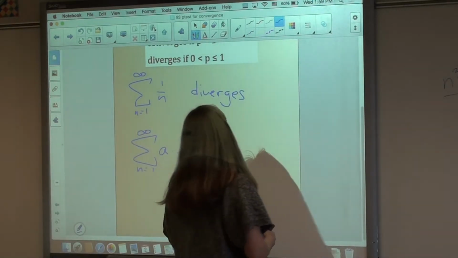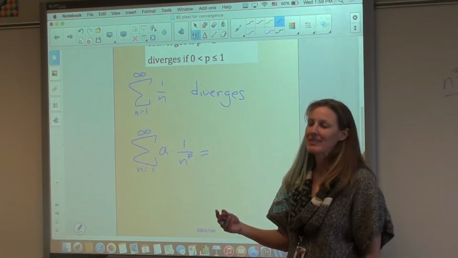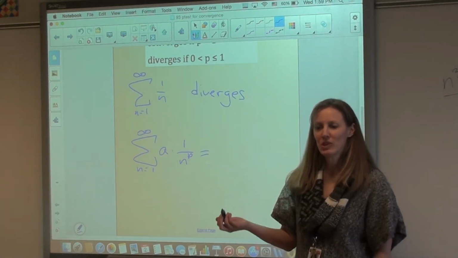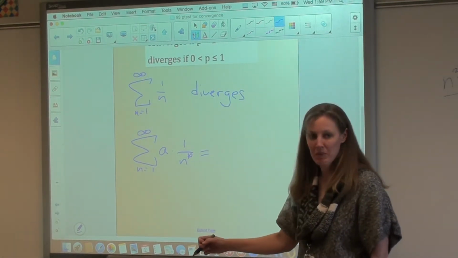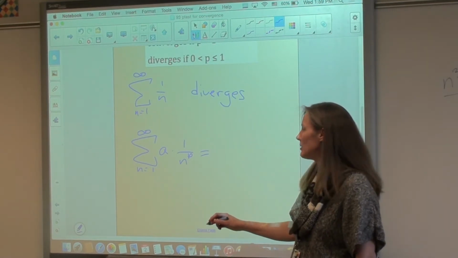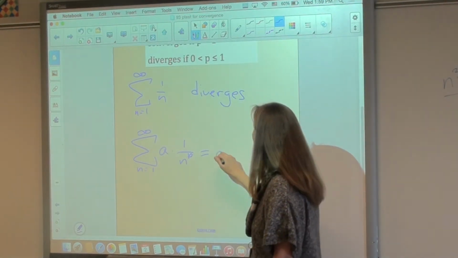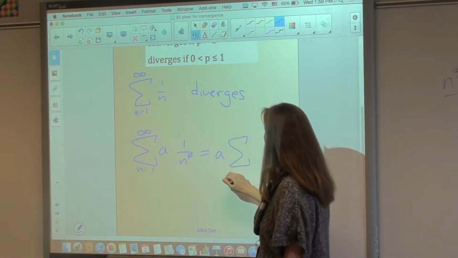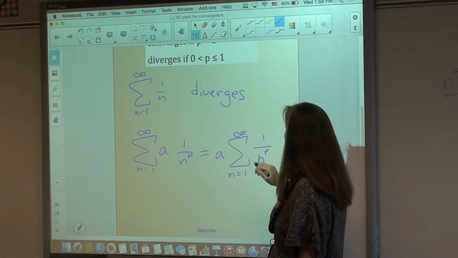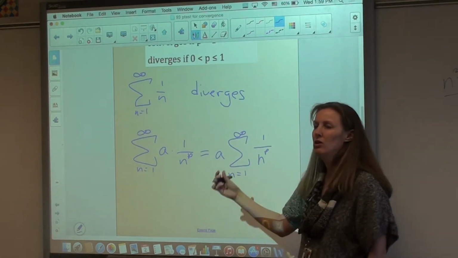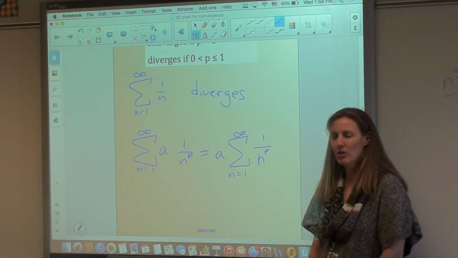Alright, so anyway, if you guys remember when we first started doing sums, which is back in chapter 4 when we were starting to learn Riemann sums, one of the things we learned is that if you have a coefficient, you can put it in front of the sum. So that being said, does a coefficient have any effect on convergence or divergence? No, none at all.